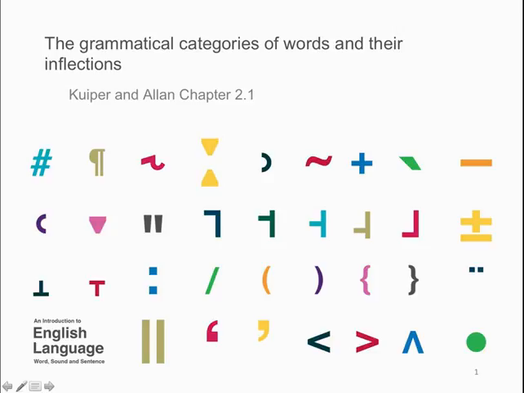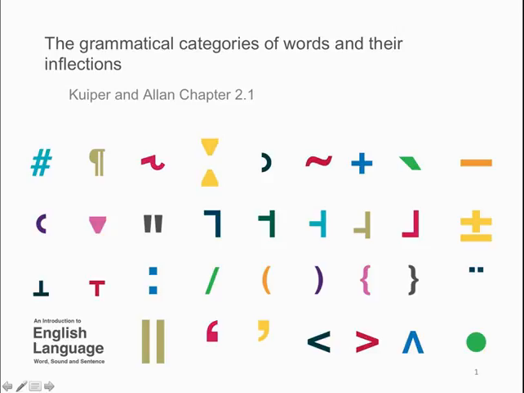The assumption that linguists and pre-linguists have come to is that this is because words belong to categories. Particular categories go in particular places and they don't go in other places. So we're going to look at grammatical categories, and we're going to look at the grammatical categories of particular classes of words, and we're going to do that by looking at their inflections.